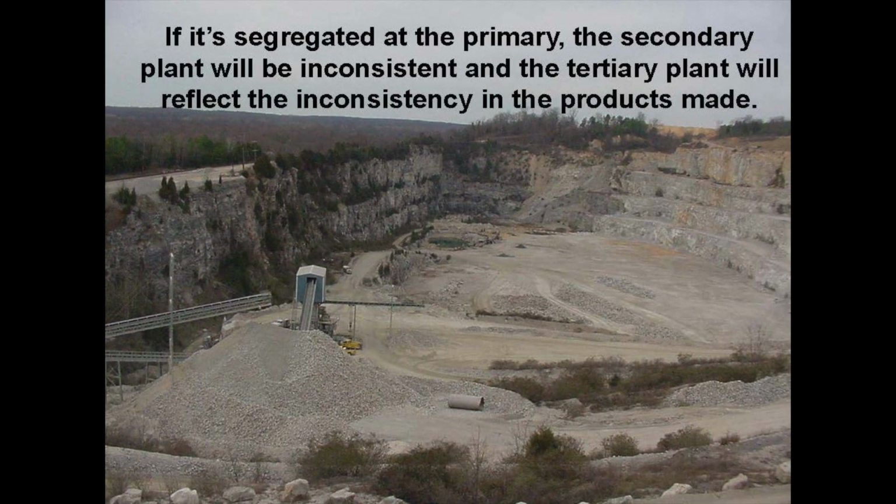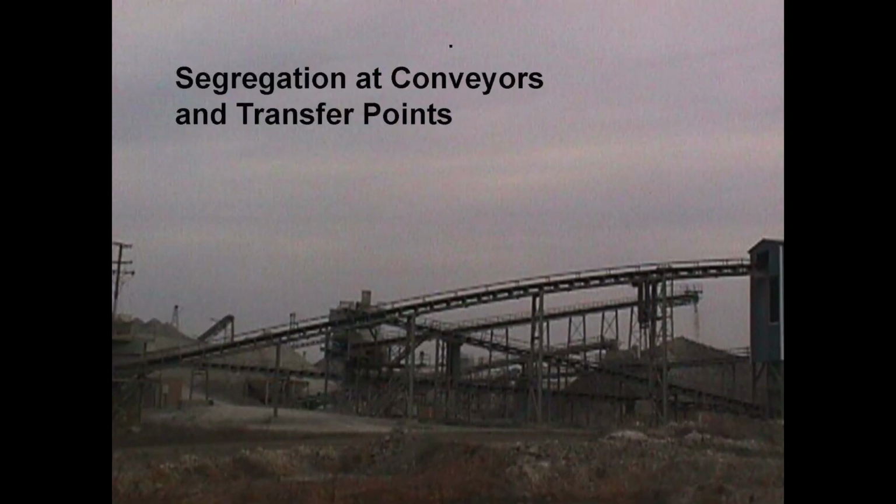Okay, so we go through the primary. Again, if we're not consistent there, when it goes to the secondary and the tertiary where our final products are made, there's no way it's going to be consistent. And just think, if we can't be consistent in what we're doing at the quarry, how are you guys going to do that? That's one of our rock quarries.